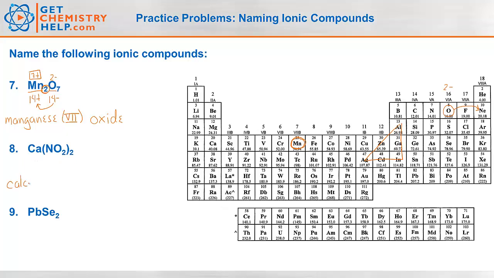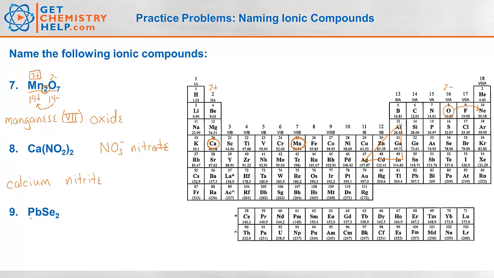How about calcium? Will that need a Roman numeral, or is that a fixed charge? Well, let's see where it lives. Oh, it lives here in group 2. So we said that all of the group 2 metals are always 2 positive. So that is fixed. So I don't need a Roman numeral. What's NO2? Well, I know NO3 is nitrate. And again, as we learned in our lesson on polyatomics, this went from 3 oxygens to 2 oxygens. So when you lose an oxygen, you change the ending or the suffix to "ite." So this would be calcium nitrite.